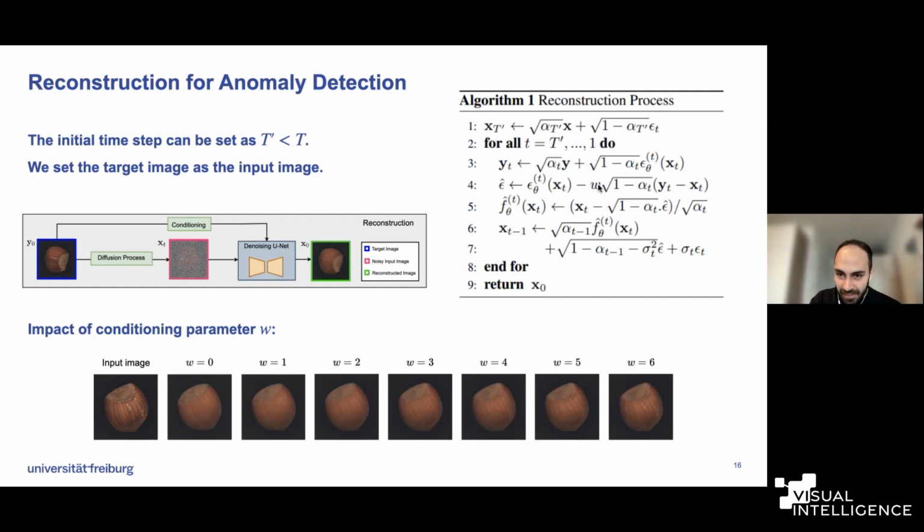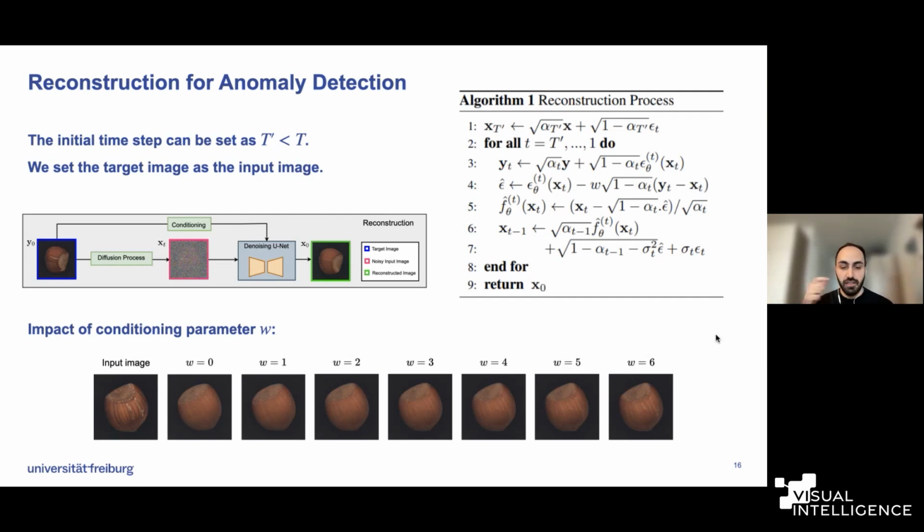We also have this W term defined here. This W term defines the strength of our conditioning. As you can see, if we have the input image, W equals 0 means we don't have any conditioning, and the reconstruction or denoising process causes a huge deviation from our input image. However, if we increase W, meaning that we increase the temperature of the conditioning, we get an image much more similar to the input image. We can play around with this W parameter to get an image closer to our input image, or to deviate completely from the input image.